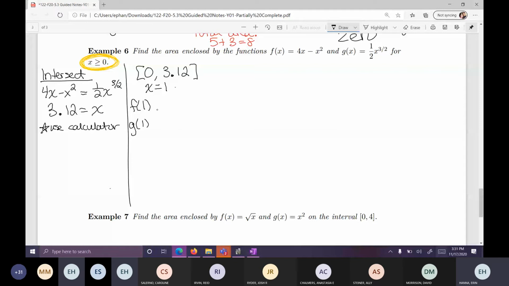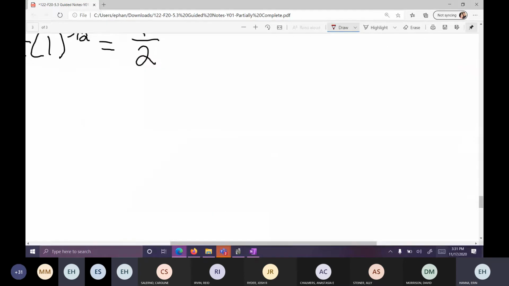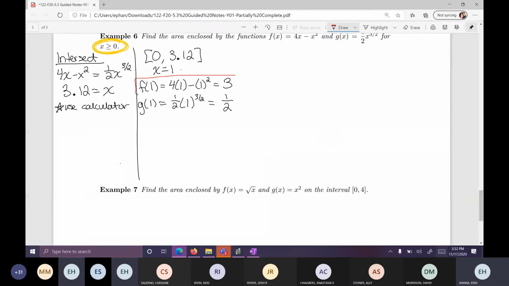Now here it's a bit more complicated because one of them doesn't automatically give us 0, so we have to be a bit more careful here. So we'll get 3 compared to 1/2. Again, it shouldn't matter which number you pick in that interval. If you picked 2, you would still get that f of x is larger than g of x. So we're finding that g of x is on top here because it has the larger y value.